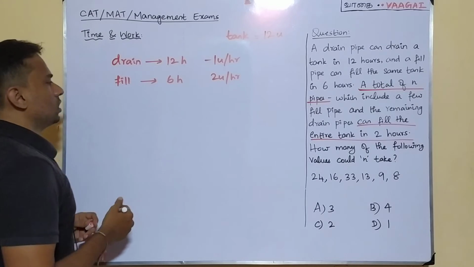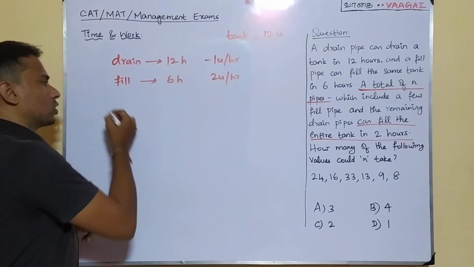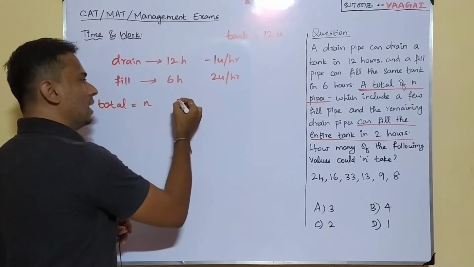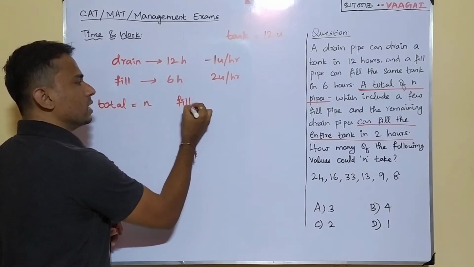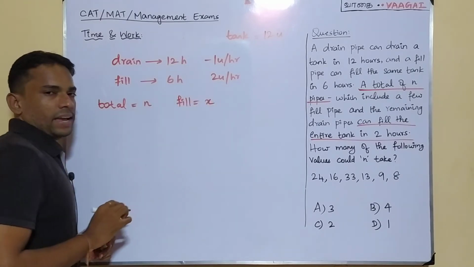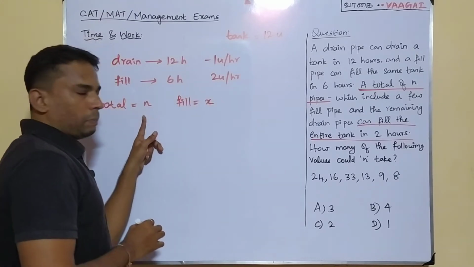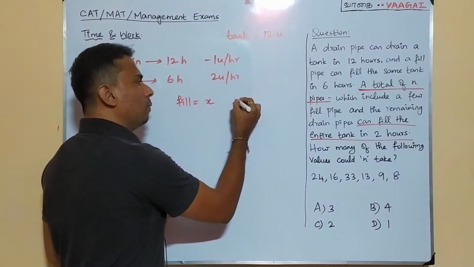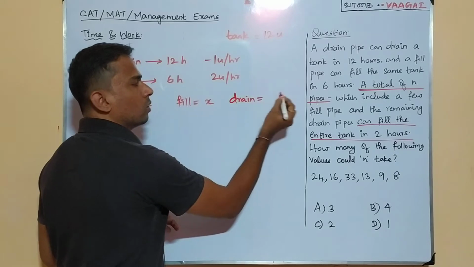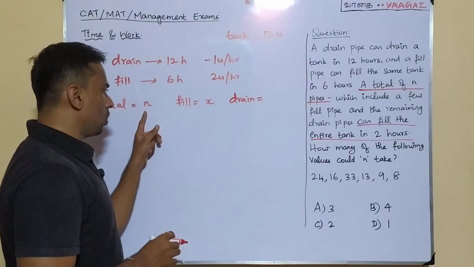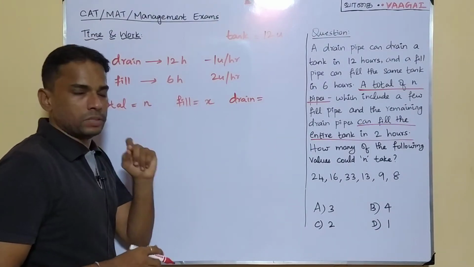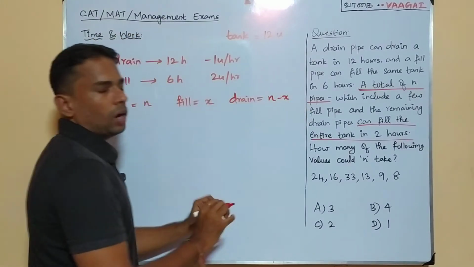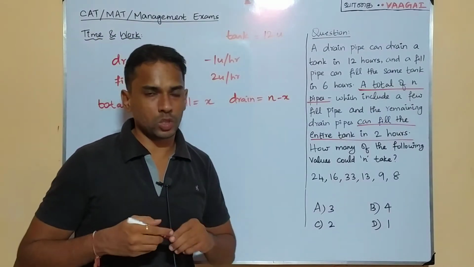Let me do something. Totally there are n pipes. So let us take the fill pipes to be x pipes. There are x filling pipes out of these n pipes, and the remaining will be drain pipes. How much will be the remaining? Out of n, if x of them are filling pipes, then the remaining will be n minus x. So n minus x of them are going to be draining pipes. This is going to be the idea.